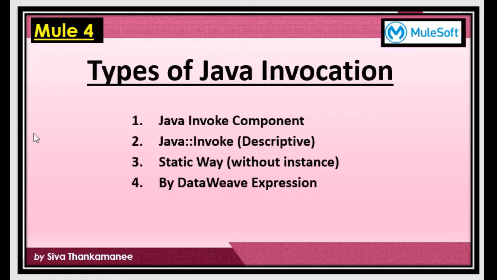So that's it in this video. We have seen all four different ways of using Java Invoke. One is under the Java Invoke component, using the descriptive way, and by using set payload. We also have seen how to access the method directly by using DataWeave in the static way. Either you can import and call, or you can directly call it since it's a static method. And also we have seen using an expression to call this within the set payload, or you can use it in the same way in a set payload as well as in the set variable.